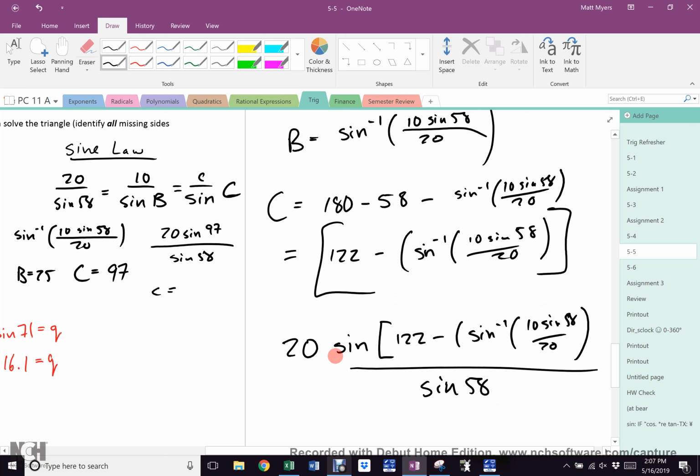Now, could you punch that into your calculator? If you have a forwards calculator, you could punch this in exactly as you see it. And if you have a backwards calculator, you just work backwards. You would start here, right? You would go 58 sine times 10 divided by 20, shift sine, plus 1 or minus 122. Then sine that, then times 20, then divided by sine 58. So you got a backwards calculator.